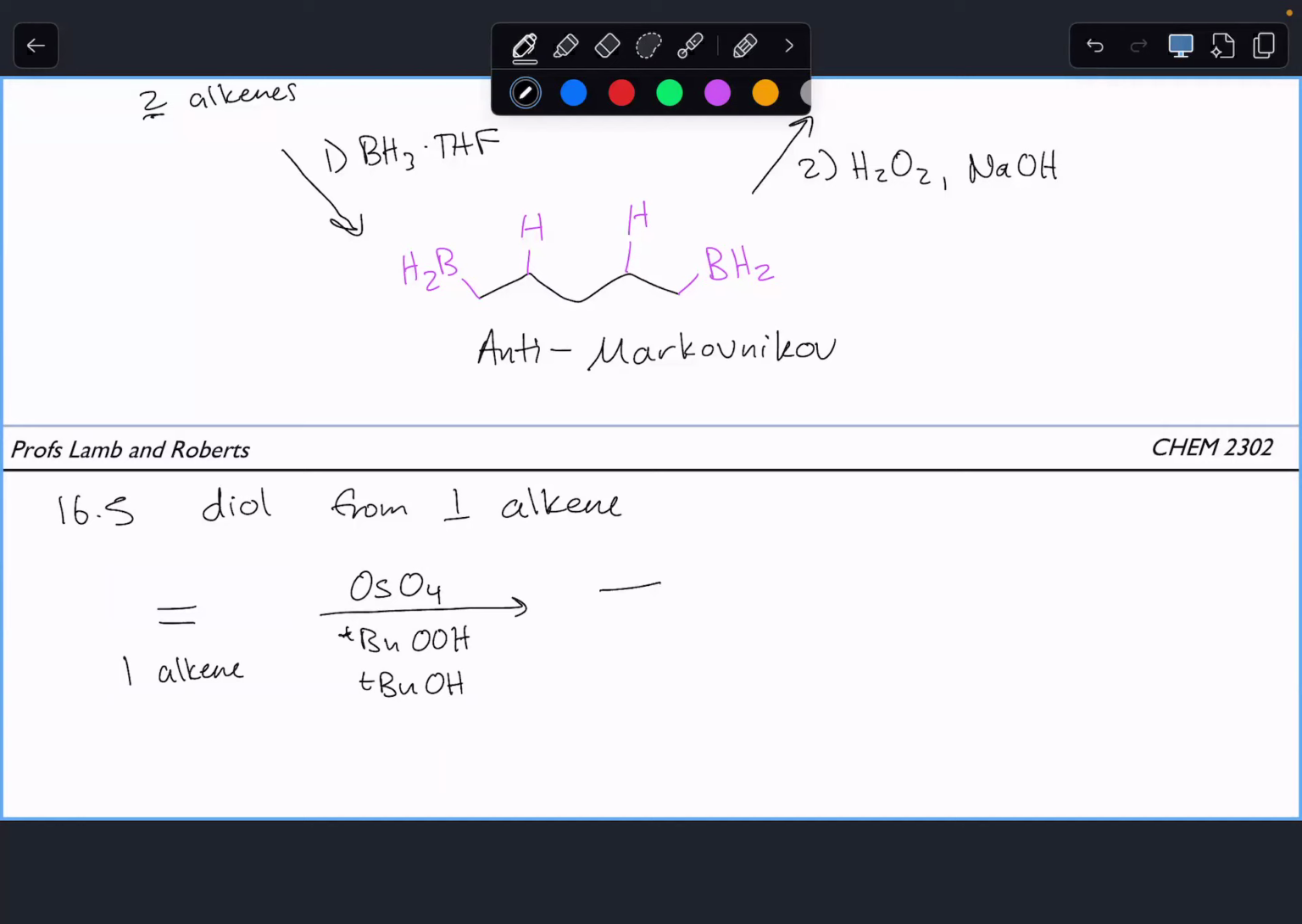And this gives us 2 alcohols from 1 alkene. So we have 1 alcohol on each carbon. This is a special type of diol that is called a vicinal diol, which just means that the 2 alcohols have a 1-2 relationship. So we have an alcohol, we have 2 carbons between them, and then another alcohol.